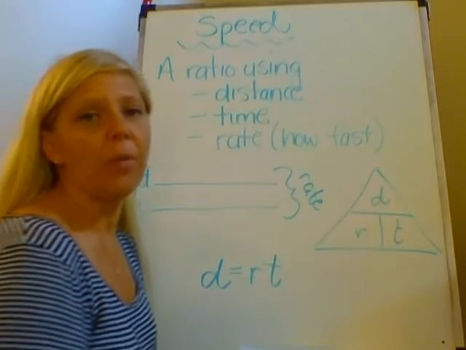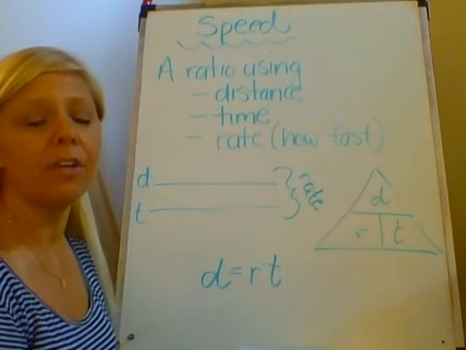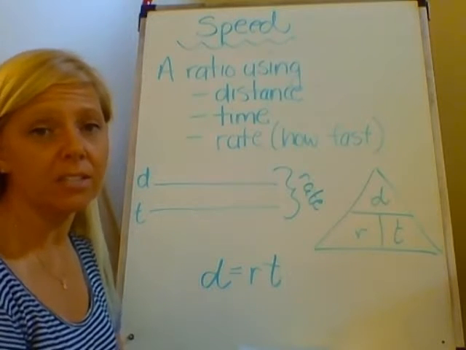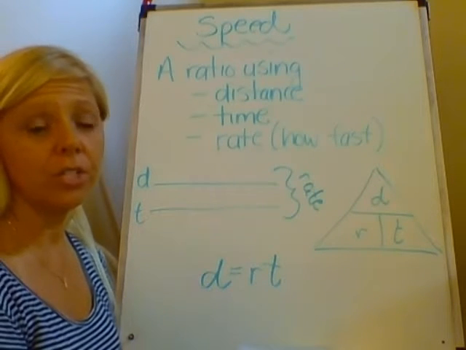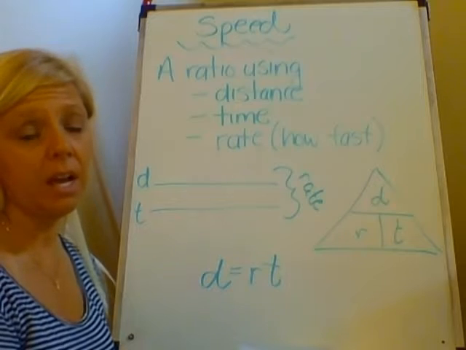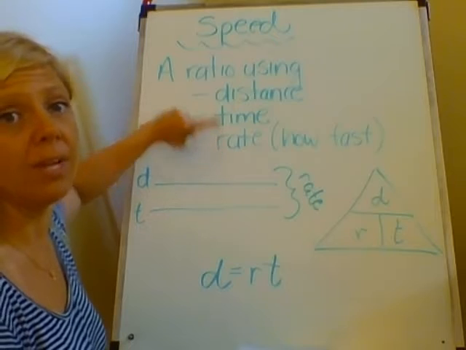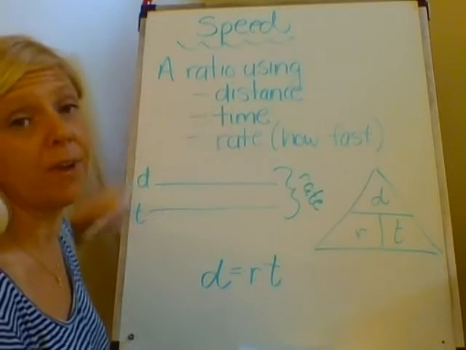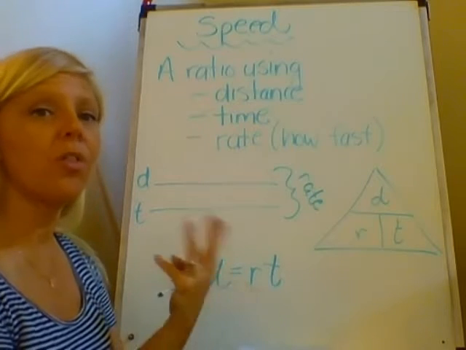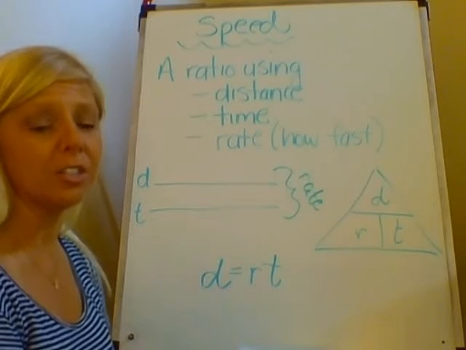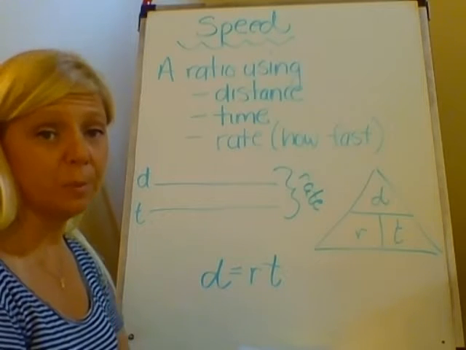Speed is a ratio that uses distance, time, and rate. This is a standard that definitely shows up in sixth grade math and sixth grade science. So we're going to show you three different ways to calculate using two variables: distance and time to find rate, or time and rate to find distance, or distance and rate to find time. All three of these are related to one another. So we actually have three different factors that go into finding problems with speed.